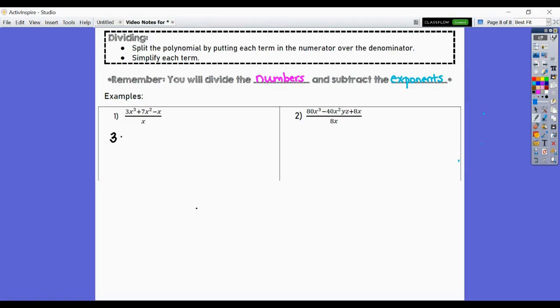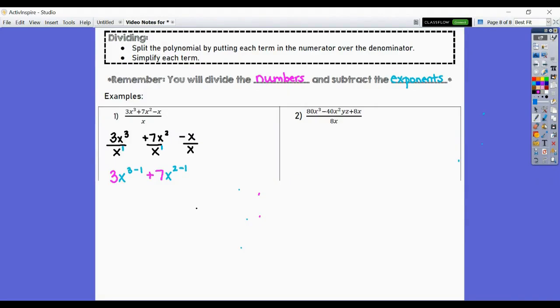So the first step is I'm going to take all three terms in the numerator, my 3x cubed, then my 7x squared, and then my negative x, and put them all over my bottom term of x. Split it up so then I can divide the numbers. 3 divided by 1 is 3, and subtract my exponents. I have 3 in the numerator minus 1, my hidden ninja 1 exponent in the denominator. Next term, again, 7 divided by 1, divide the numbers to get you 7. Subtract the exponents, which will be 2 minus that hidden ninja 1.